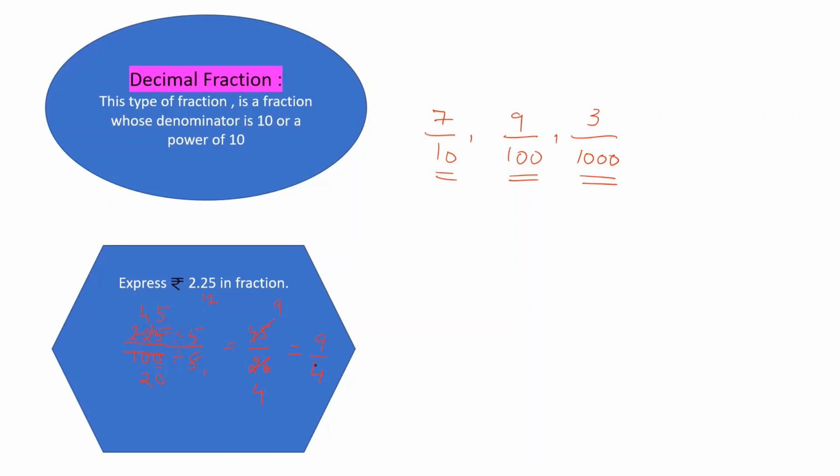How do we declare it as the simplest form? The numerator is 9 and the denominator is 4. 9 and 4 will not come in any single table, right? Only 1 is a common factor for both 9 and 4. So this fraction is in the simplest form. This is the answer.